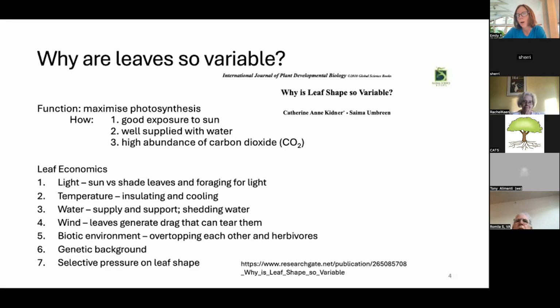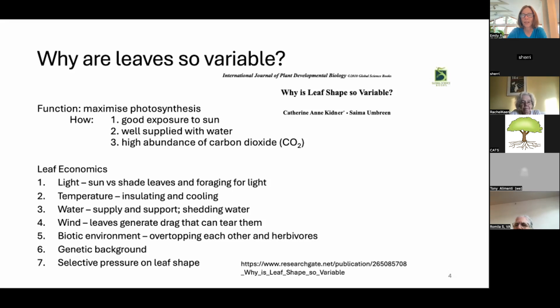So first of all, why are leaves so variable? I didn't want to do this entire presentation telling you about leaf ID and not actually talk about why trees and leaves on trees are variable. There are three things that have to happen. The function of leaves is to maximize photosynthesis. And how do they do that? They need good exposure to sun, they need a good supply of water, and they have to have a lot of carbon dioxide that they can access.